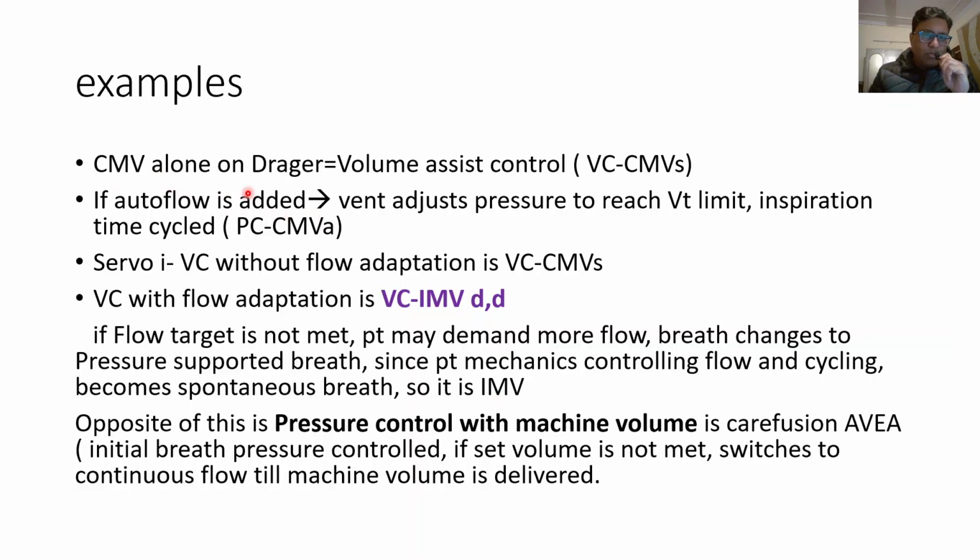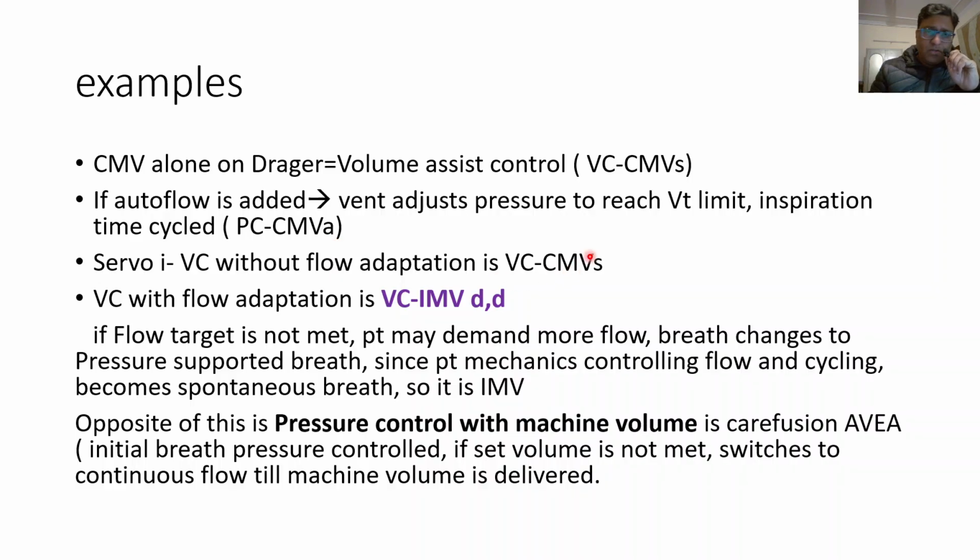So now more examples on CMV, continuous mandatory ventilation mode on Trigger. If we have just set the CMV, it acts like a volume assist control mode. It remains a volume control mode with continuous mandatory ventilation with set point targeting. If, however, we add autoflow to it, it now changes completely. Now it will start adjusting pressure to reach the set tidal volume target, and inspiration will become time cycled. The whole breath will become a pressure controlled breath. Now it changes to pressure controlled CMV adaptive. That will be the complete classification of CMV mode with autoflow on Rider.